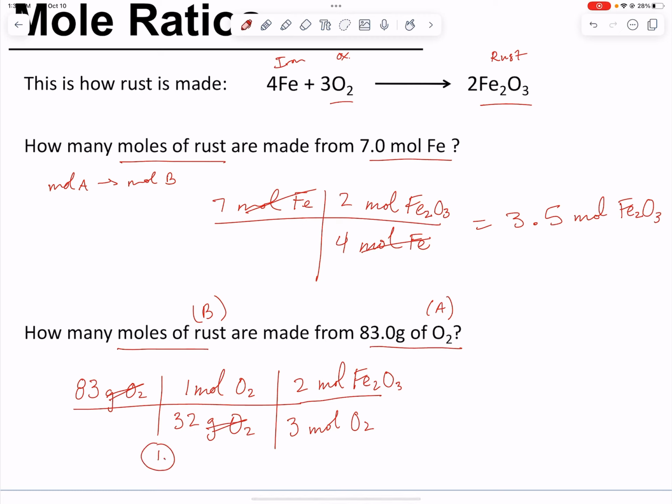All right, that should be it. So this was step 1, molar mass of oxygen, step 2, mole ratio. Moles of oxygen cancel down here, and we're left with moles of rust, which is what the question is asking for. So it'll be 83 divided by 32 times 2 divided by 3, or however you like to type it in your calculator. I know people type it in different ways. Okay, that's what I got if I did that right.